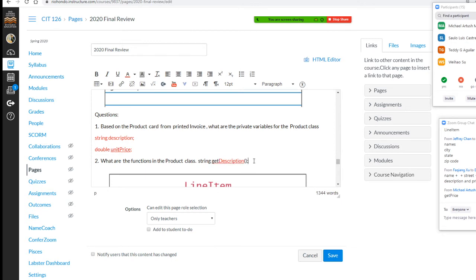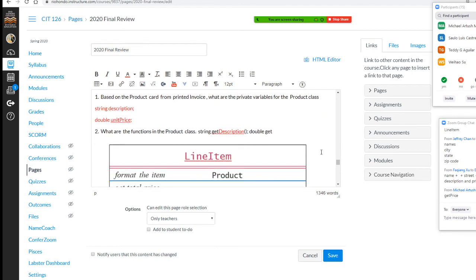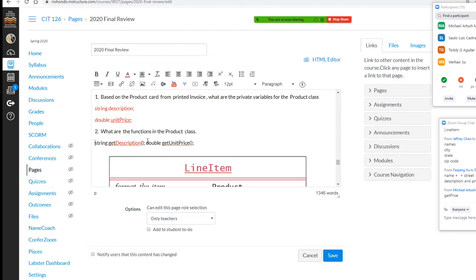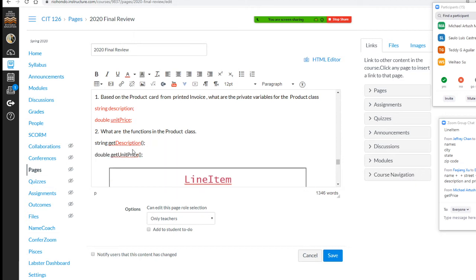Yeah. And the other one is what? Double get what? Unit price. Okay, that's the two function you're supposed to see then. That's the two function you're supposed to see then. See it. Okay? So, I'm going to highlight it for you.